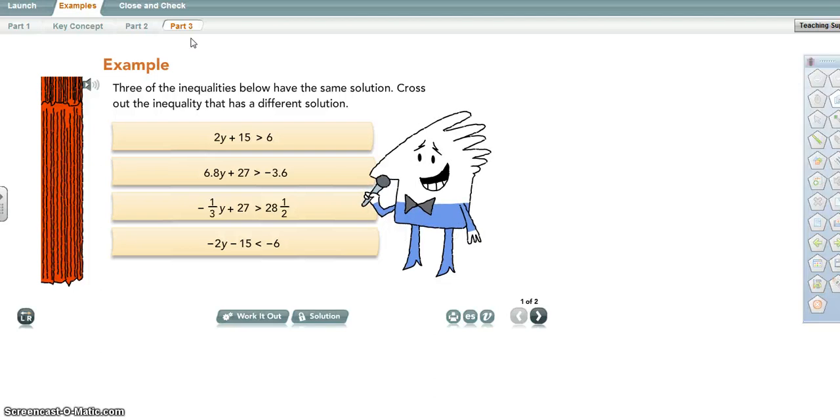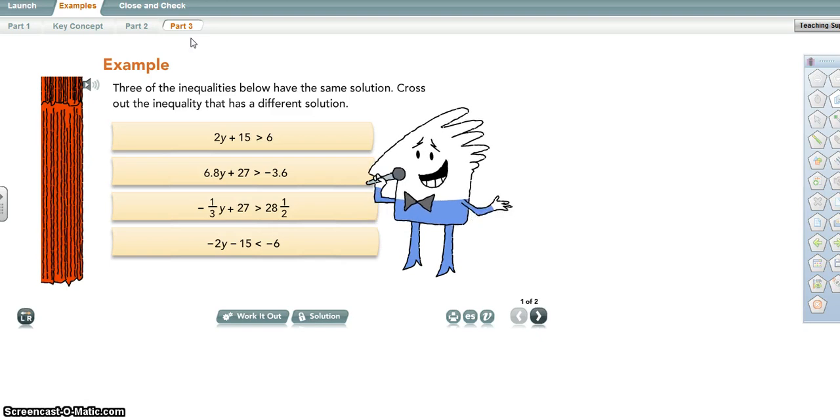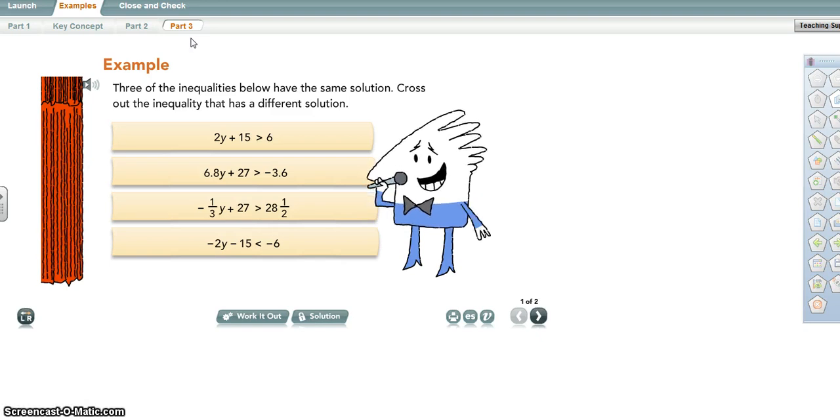It's time for the final challenge. Let's play One of These Things Is Not Like the Others. 3 of the inequalities below have the same solution. Cross out the inequality that has a different solution.